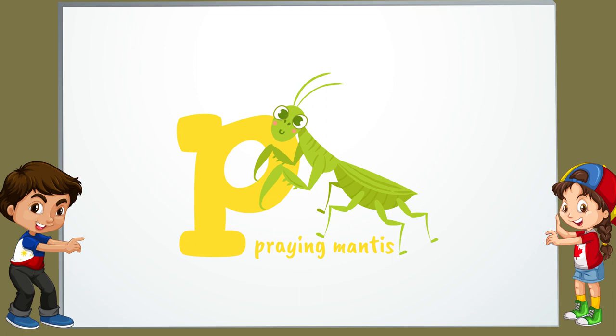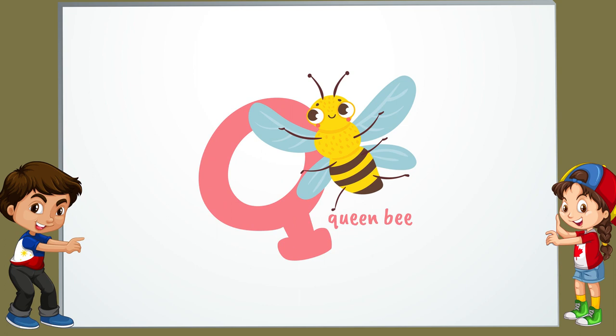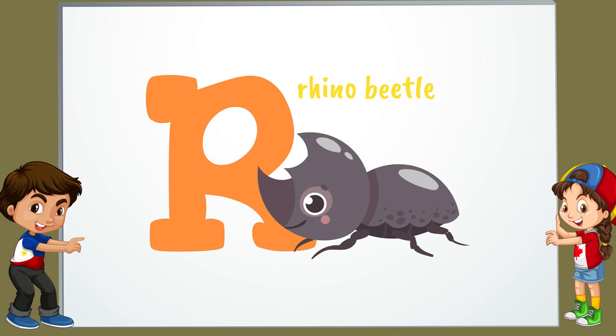P for praying mantis. P, R, A, Y, I, N, G, M, A, N, T, I, S, praying mantis. Q for queen bee. Q, U, E, E, N, B, E, E, queen bee.